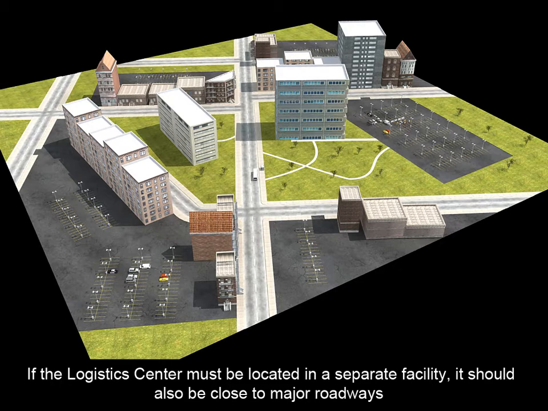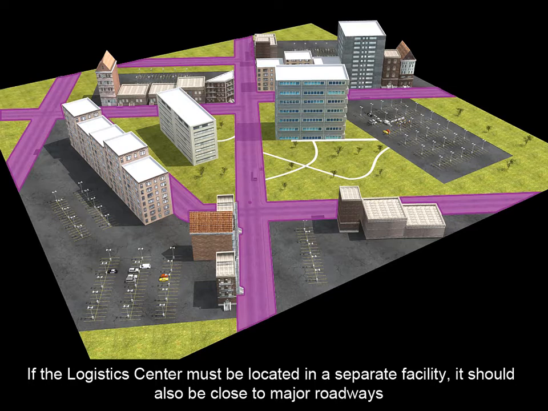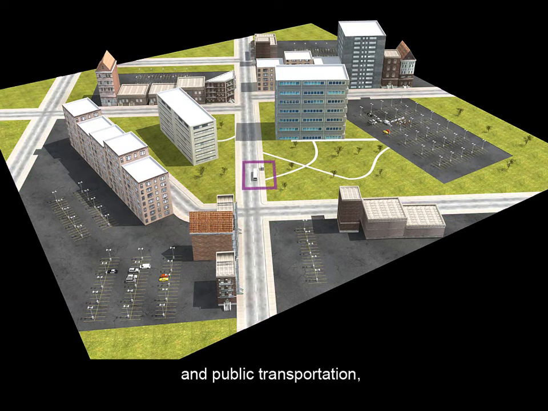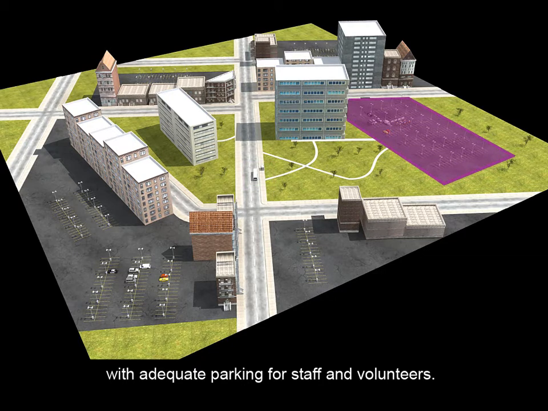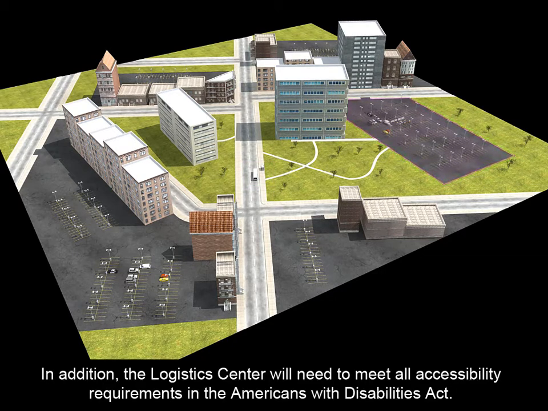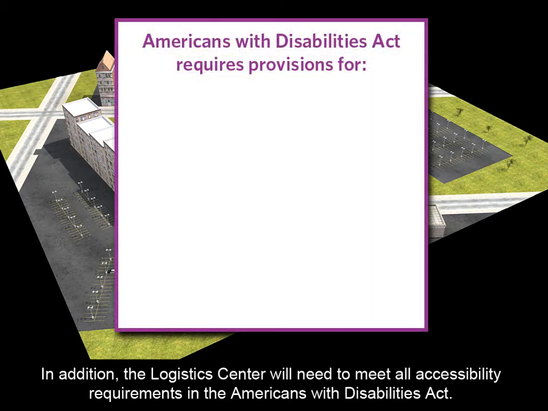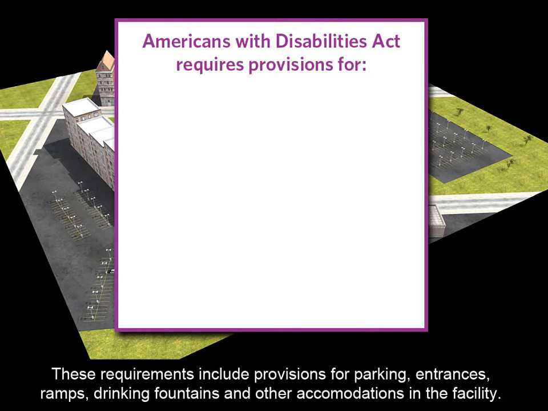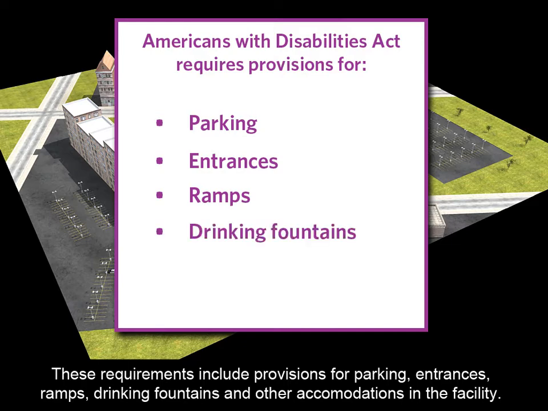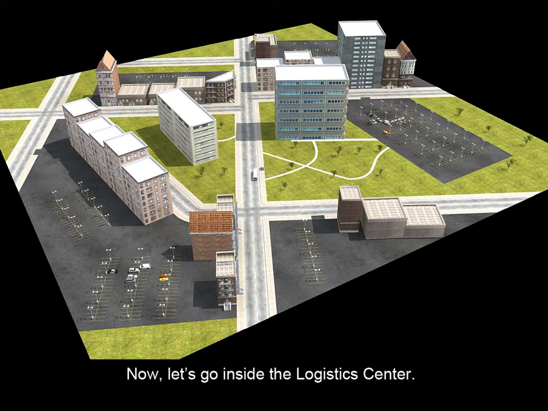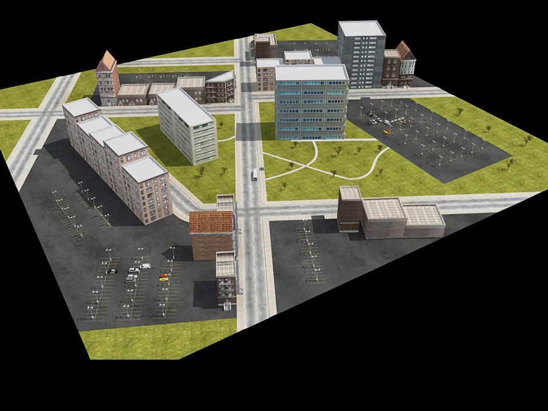If the logistics center must be located in a separate facility, it should also be close to major roadways and public transportation, with adequate parking for staff and volunteers. In addition, the Logistics Center will need to meet all accessibility requirements in the Americans with Disabilities Act. These requirements include provisions for parking, entrances, ramps, drinking fountains, and other accommodations in the facility. Now, let's go inside the Logistics Center.